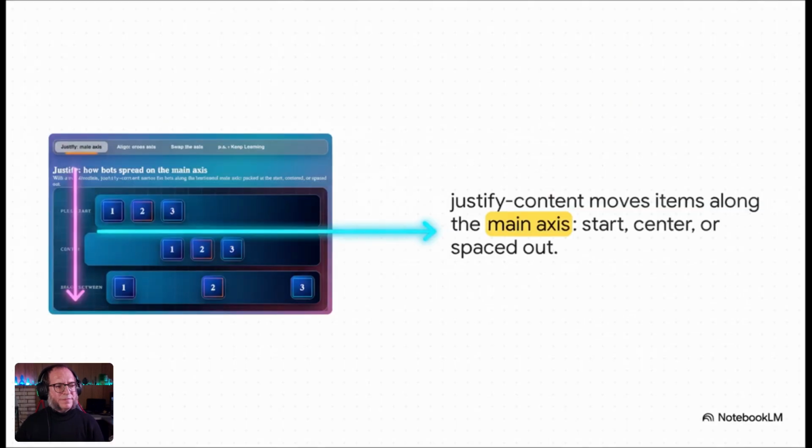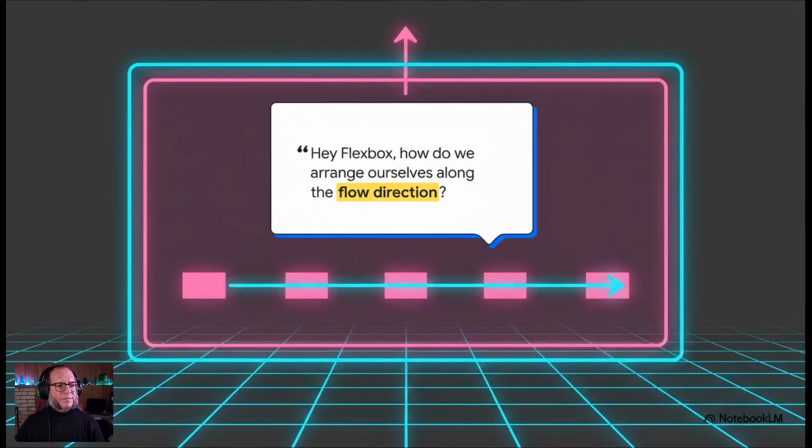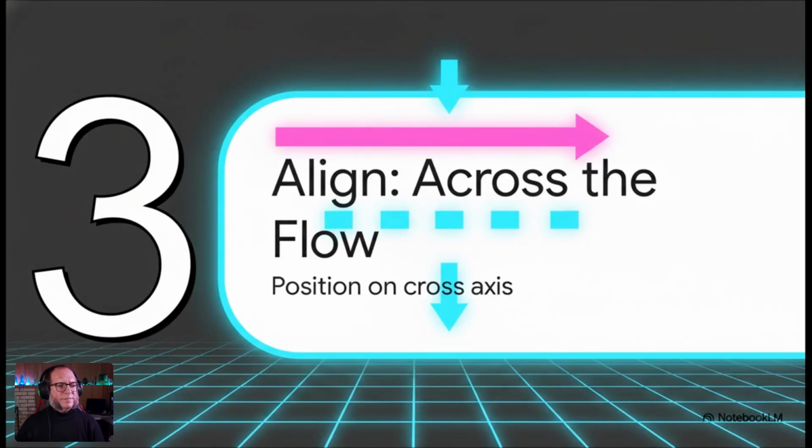The justify content property is all about how you use the extra space along that main axis. You can pack everything to the start, shove it all to the end, or pop it right in the middle. Or, hey, you can get fancy and distribute the items with space between, space around, or space evenly. So really, when you use justify content, you're basically asking, hey Flexbox, how should we arrange ourselves along the main flow?